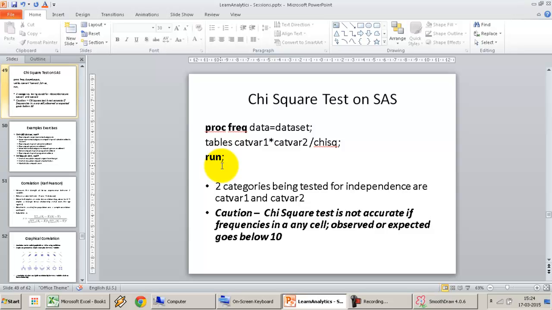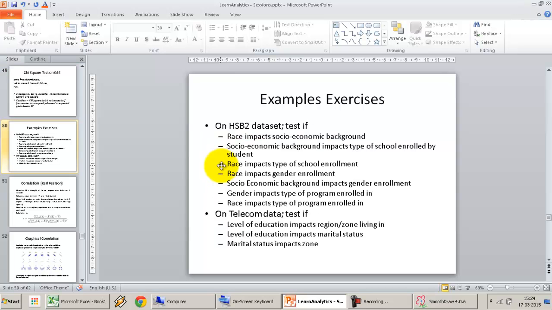One, it should only be used between nominal variables. Two, we shouldn't have too many cells in our crosstab, and make sure none of the cells has a frequency less than 10. So in our next video, we're going to talk about a few example exercises on the HSB2 dataset.